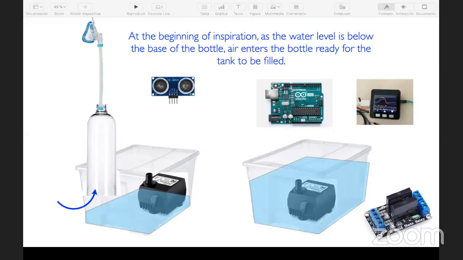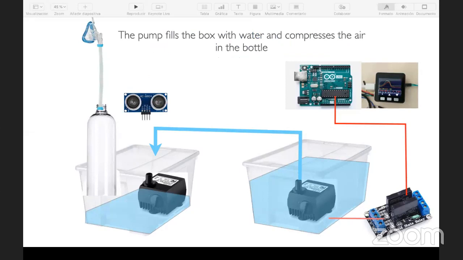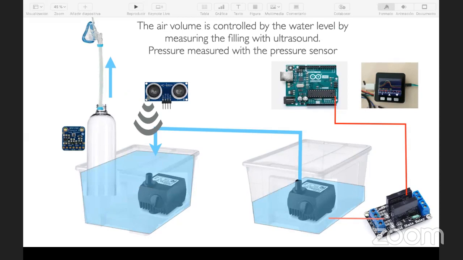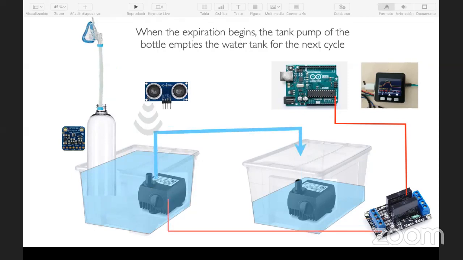At the beginning of the inspiration, you have all the water in the right tank and a little water in the left tank so the air can go into the bottle. When expiration starts, the Arduino sends the order to the relay to start the water pump. The water fills the bottle. The level of the water is controlled by the ultrasonic and also the pressure sensor. When the expiration finishes, you send the water back to the right tank, as in the slide.